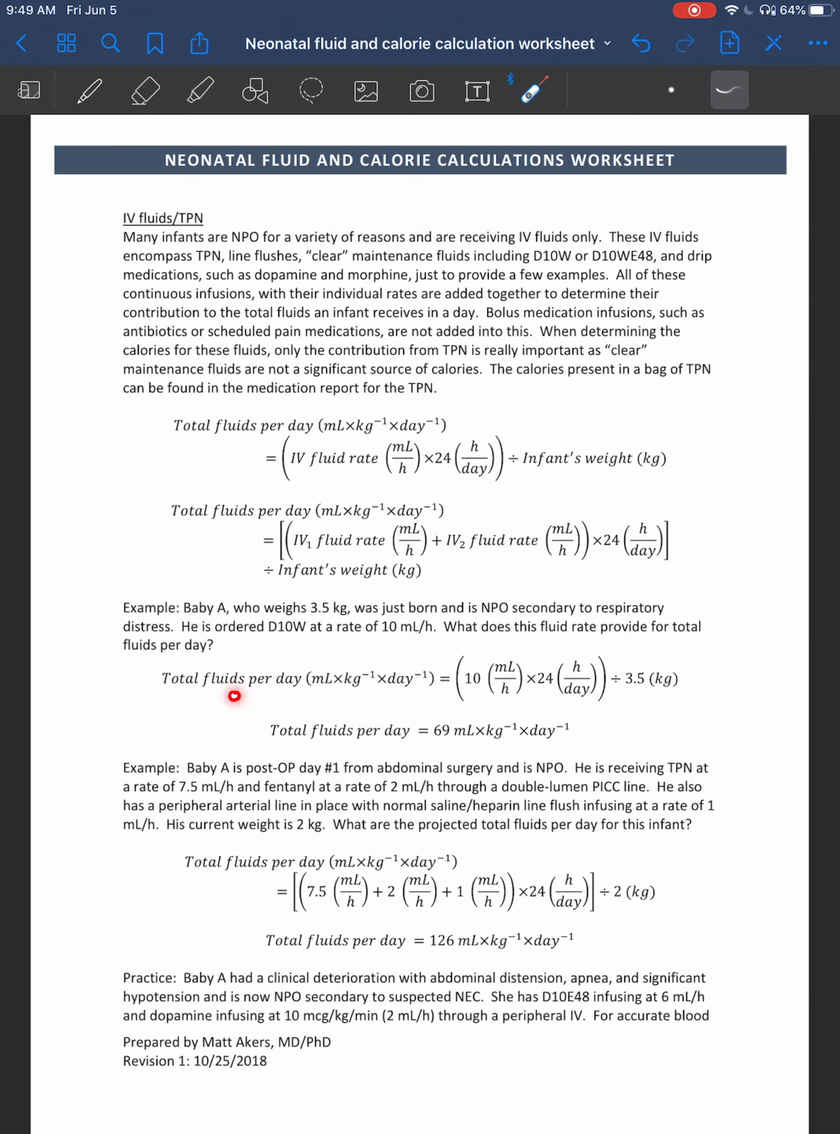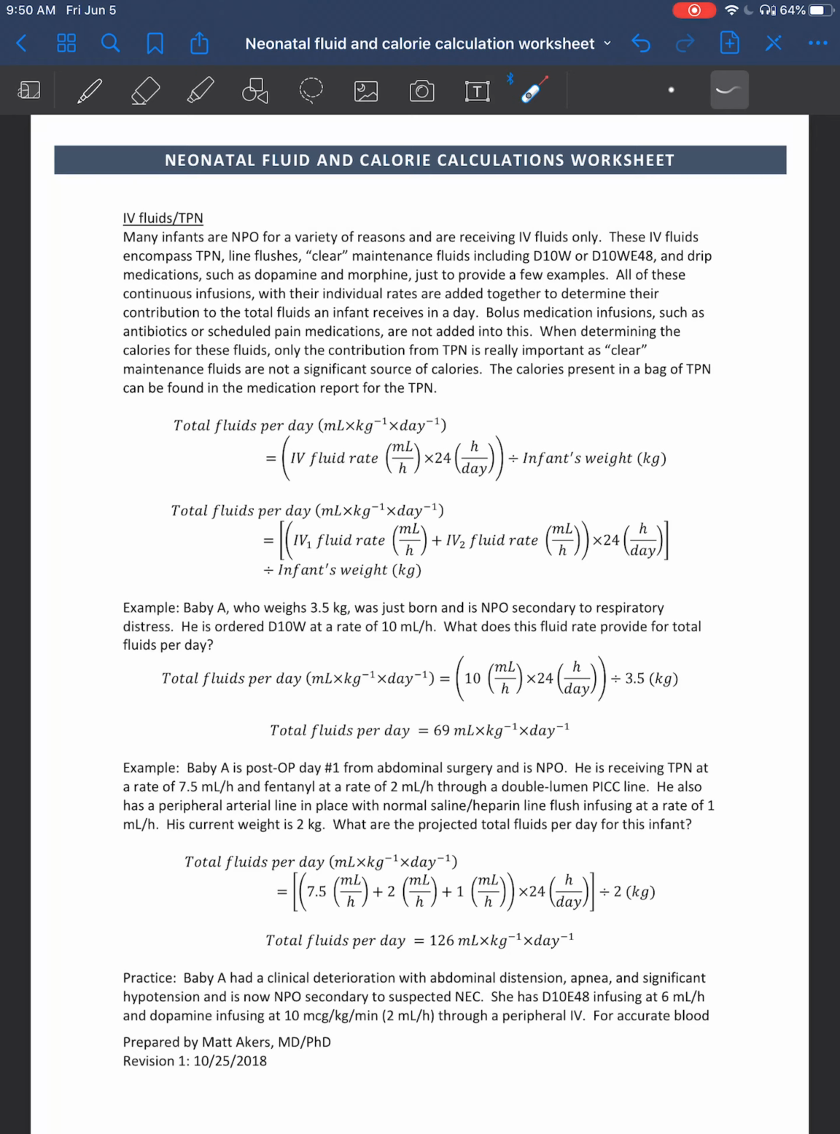Again, to find the total fluids, we take the hourly rate of the IV fluids, which is 10, multiply by the number of hours in the day, 24, and divide by the baby's weight, which is 3.5. That gives us 69 milliliters per kilogram per day. Let's look at an example with multiple IV fluids. Baby A is post-op day 1 from an abdominal surgery and is NPO. He is receiving TPN at a rate of 7.5, and for pain control has a fentanyl drip at 2 milliliters per hour through a double lumen PICC line.